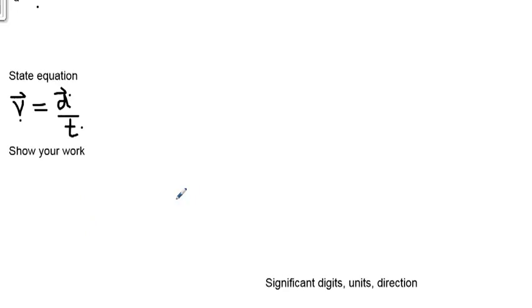Next, we're going to show our work. So we will put in our values that we have. Our velocity is equal to 1.5 meters per second west. Our displacement we don't know, so I'm going to keep that variable there as it is. But I do know my value for time, which is 300 seconds.